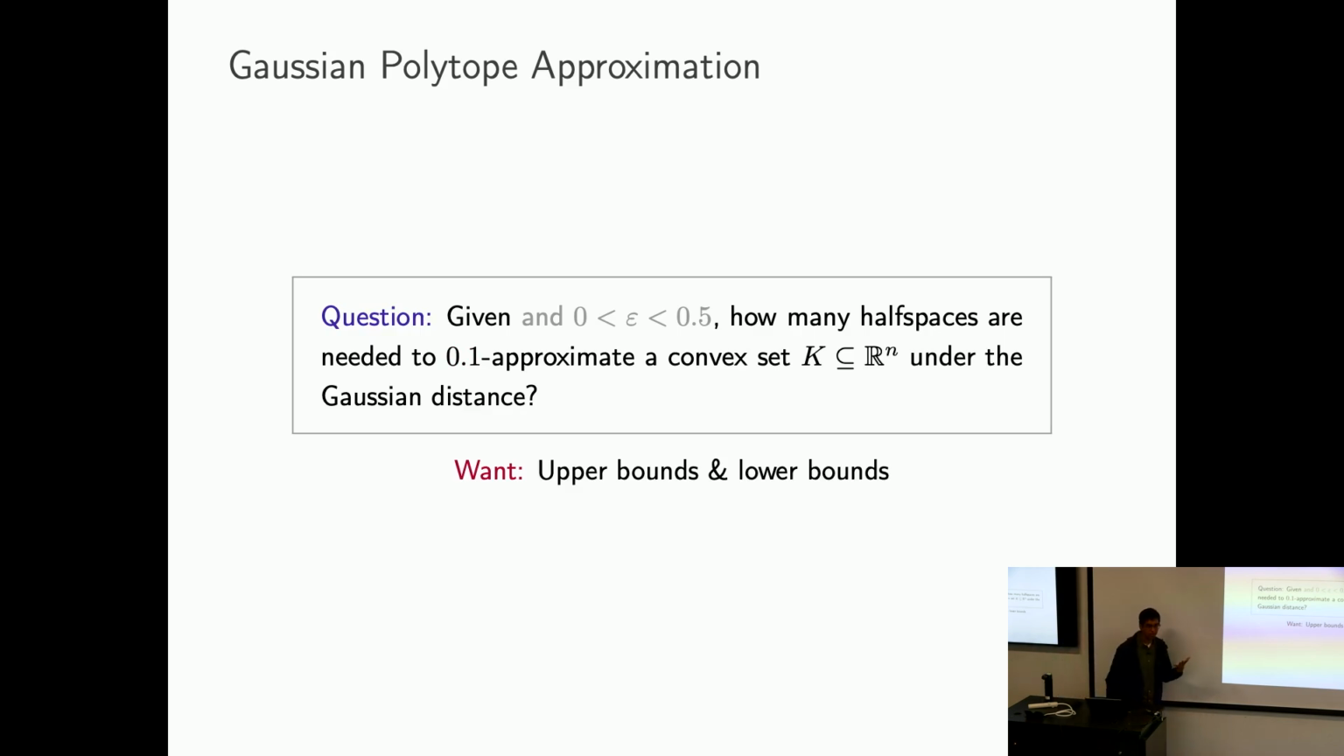Okay? And we're going to be interested in both upper bounds and lower bounds. By upper bounds, I mean positive results to approximate generic convex sets. And by lower bounds, I mean explicit constructions of convex sets which are hard to approximate, which need a large number of half spaces to approximate.